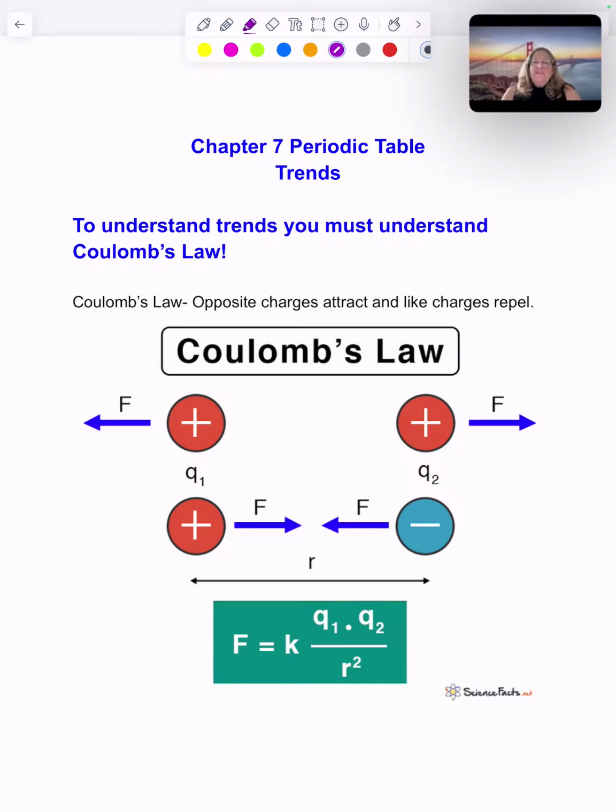And to understand periodic trends, you've got to understand Coulomb's law. Coulomb's law basically is opposite charges attract and like charges repel. So here we've got two positive charges. They're going to repel each other. If we have a positive and negative, they're going to attract each other. And the distance matters. So the amount of charge matters and the distance matters.